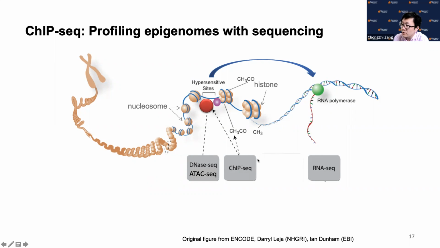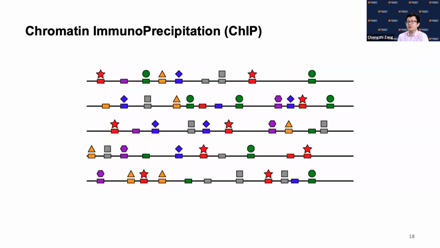So in today's lecture, we'll focus on the ChIP-seq technology, which is used to profile a specific epigenome factor or a specific protein factor across the genome. So the goal of a ChIP-seq experiment is to obtain the genome-wide profile or genome-wide positioning pattern of a given protein factor, either a transcription factor or a histone modification, across the entire genome. So let's see how we do a ChIP-seq experiment.